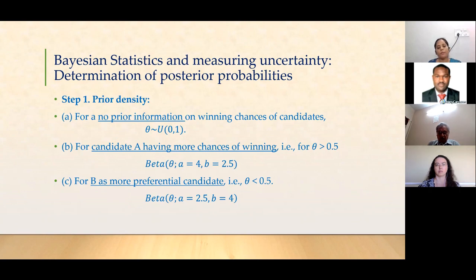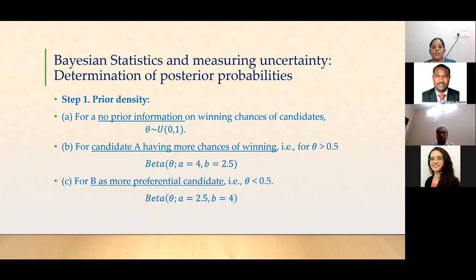Further, suppose another piece of information comes in that candidate A has good chances of winning. This means that theta must be greater than 0.5, since only then can candidate A win. To account for this information, consider the beta PDF as the prior distribution with the hyperparameters a equal to 4 and b equal to 2.5.